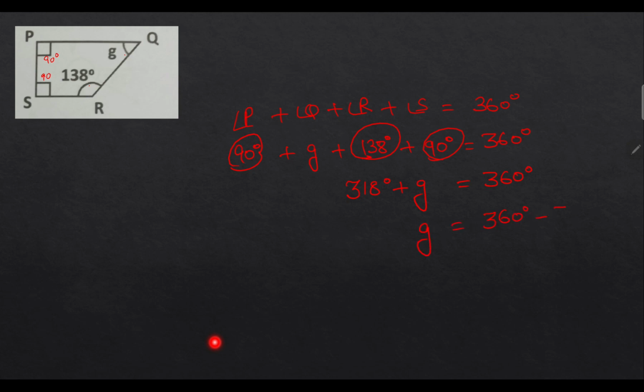Now try to find out G is equal to 360 degree minus 318 degree. This 318, which was having an addition sign over here, we are changing its position to the opposite side of equals to with the opposite sign. So now the value of G will be 42 degree. So that means the value of angle G, angle Q is 42 degree.